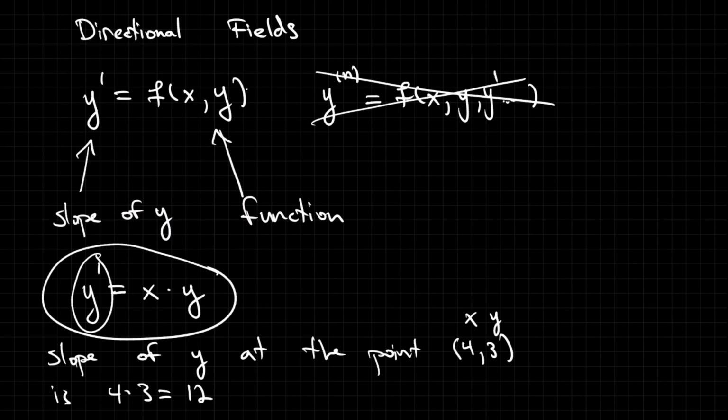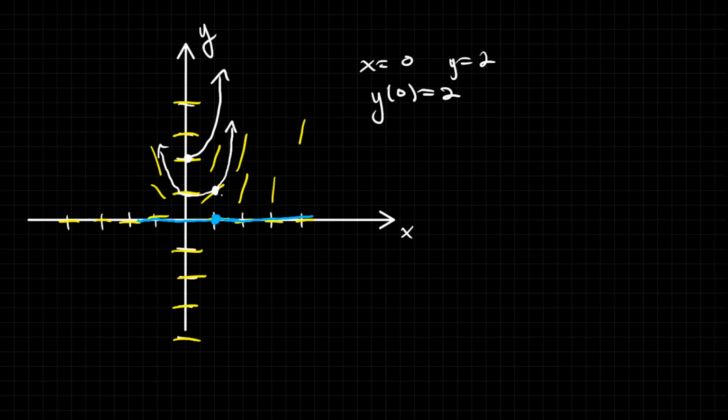Again, it only works if you have y prime equals some function of x and y. But if you do have an equation of that form, then you can construct these directional fields just by selecting some x and y coordinates, figuring out what the slope of your solution should be, and then drawing in those slopes on an xy plane.